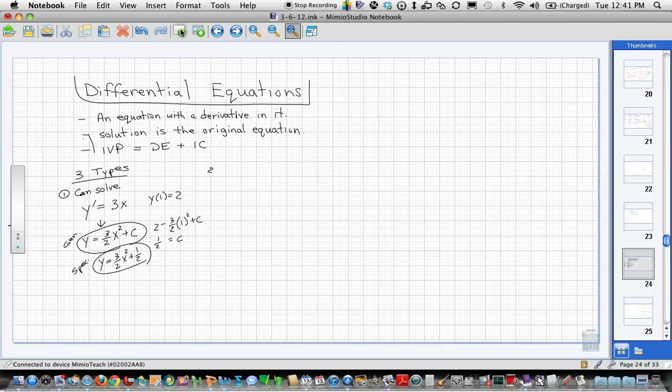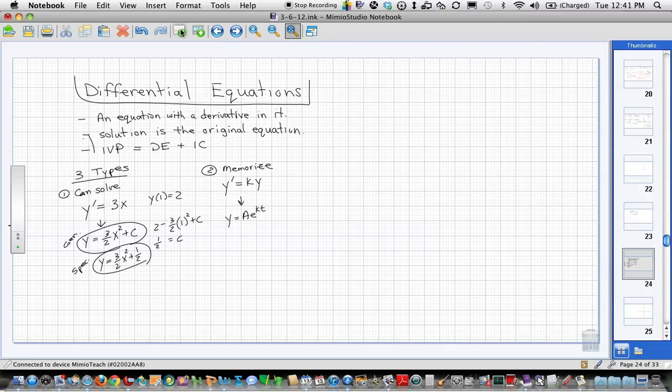Then we had the one that we memorized. Actually, there were 2 of them we were supposed to memorize. One is y prime equals k times y. Now that's not one we can solve because that's got a y in it. That's got the output variable in it instead of the input variable. And so we just memorized that the solution was y equals ae to the kt. We were supposed to have just memorized that.